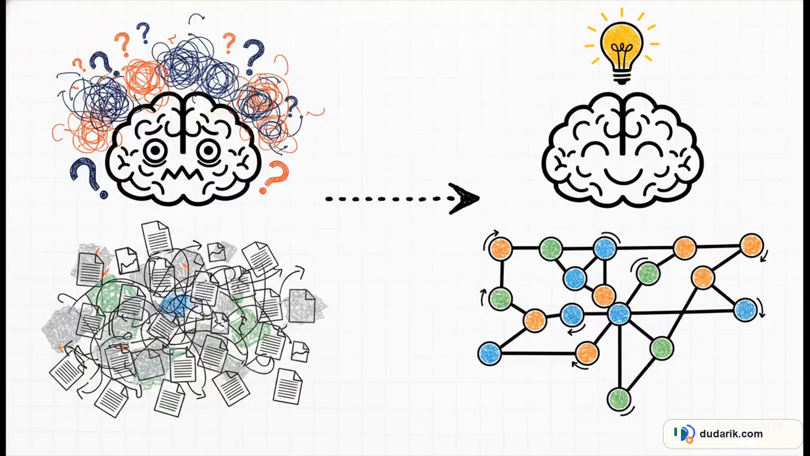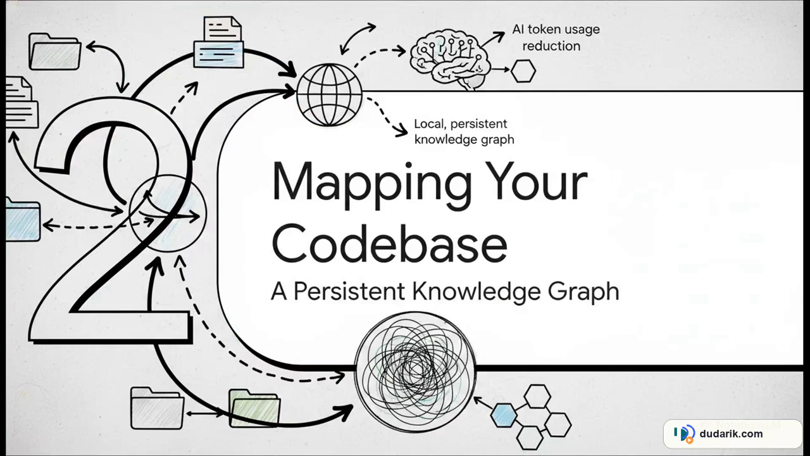So what's the fix? What if we could flip that script? Imagine giving your AI a permanent map of your codebase. Instead of making it reread the entire atlas every time it needs to find one street, it could just glance at the map it already has. And that right there is exactly what Code Review Graph does. It acts like a cartographer for your code.